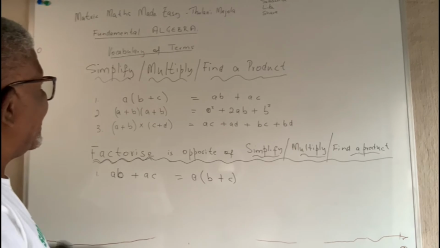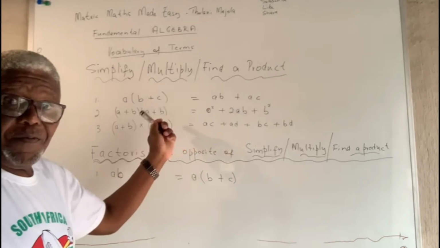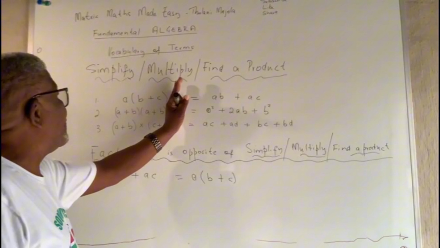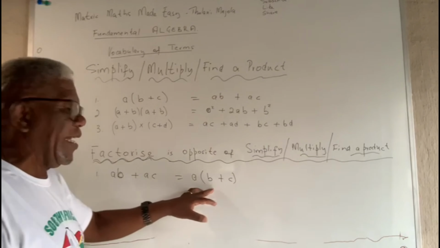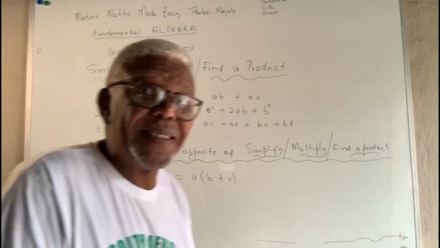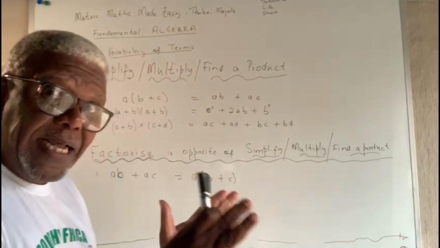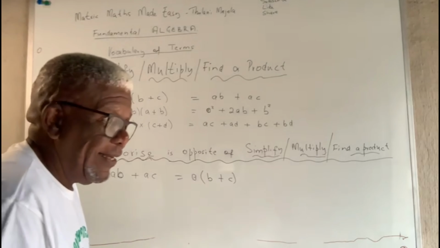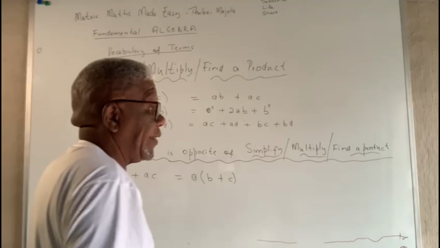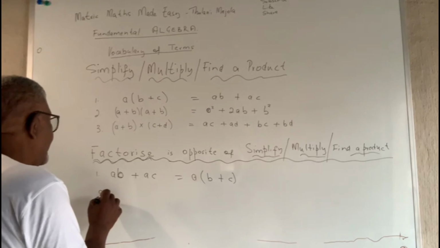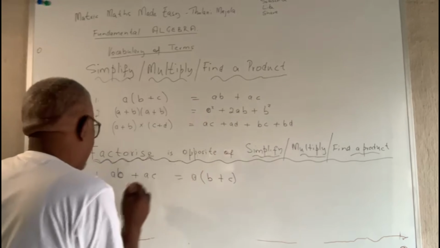Now, you see what happens. If you haven't practiced, they ask you to simplify, you simplify, and then you end up here. So you don't know, and you end up going in circles. So please understand factorizing and simplifying, multiplying, or finding a product.